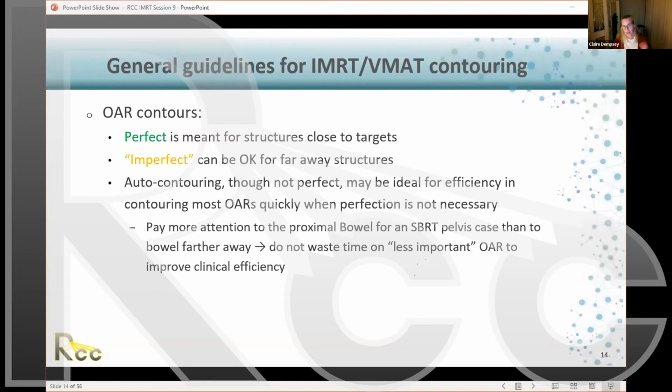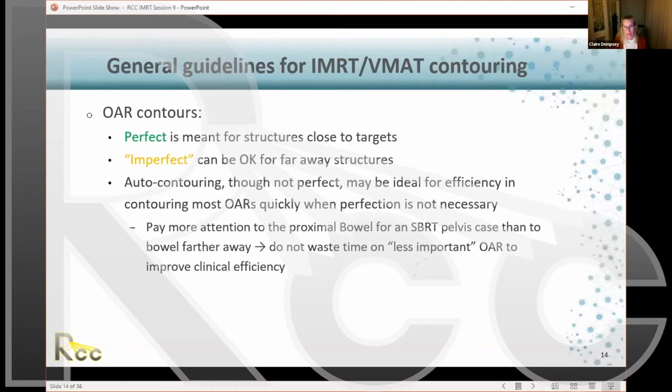Imperfect is okay if the structure is far away from our target. Obviously the femoral heads, whilst they're still super important and much easier to contour, to be honest, because they're bone, can be slightly less perfect because they're sitting further away from our target. All our high dose is in our target, and that's the area that we want to manipulate more. So further away from the target, you can be a little bit less than perfect for the structures if you have time constraints.